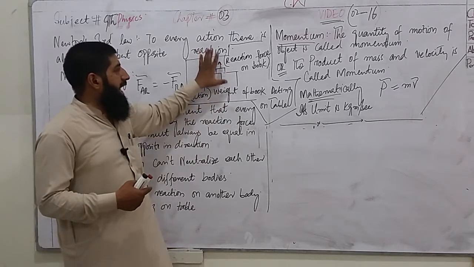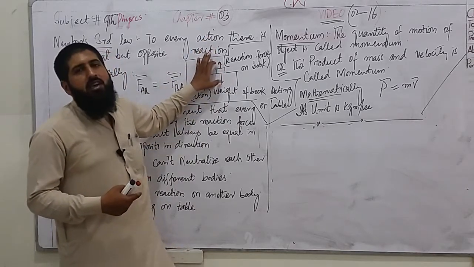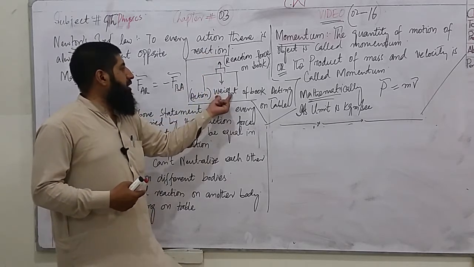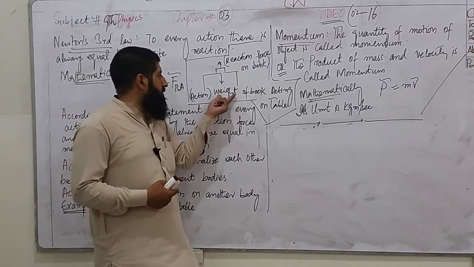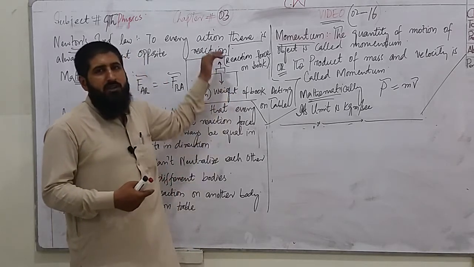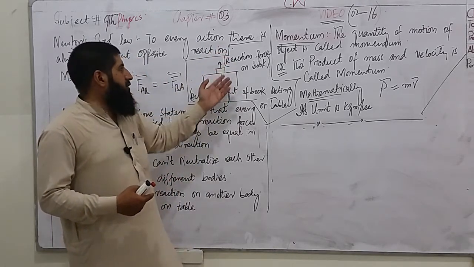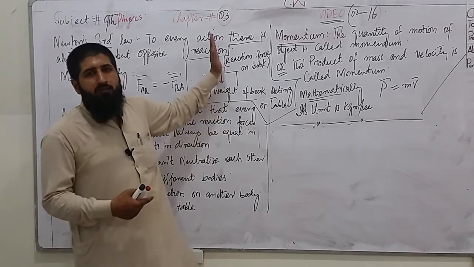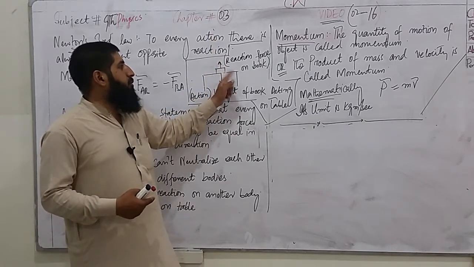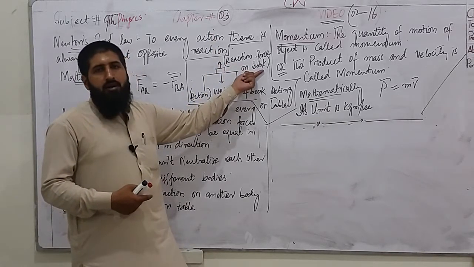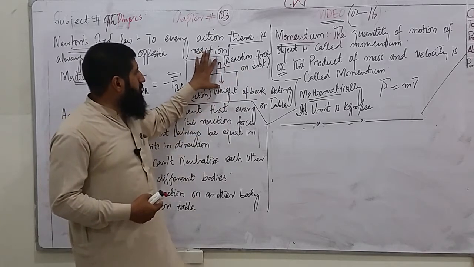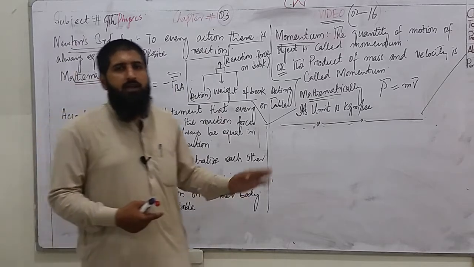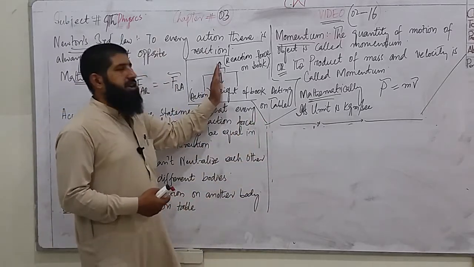Both have different directions, but both will be equal in magnitude. The weight is basically a force, which is considered to be the action, acting on the surface of the table. And the reaction is that the table exerts a normal force on that book. That is considered to be the reacting force. So both forces are equal in magnitude but opposite in direction. The action is acting downward, and the reaction force is acting upward.